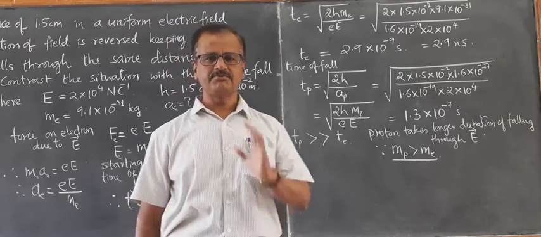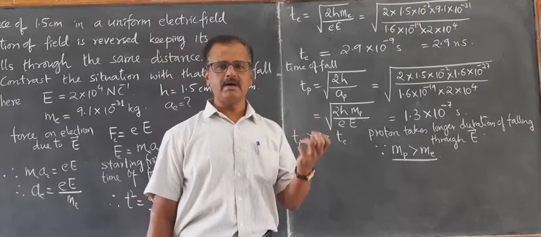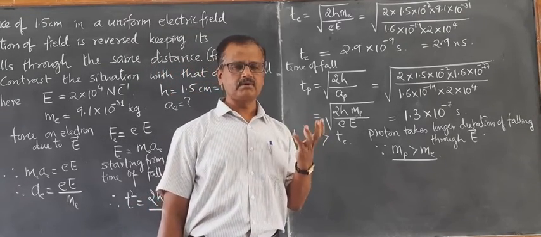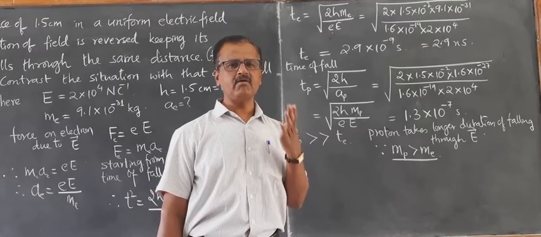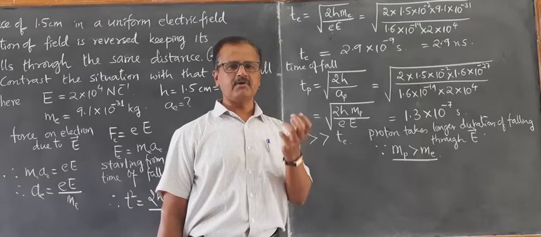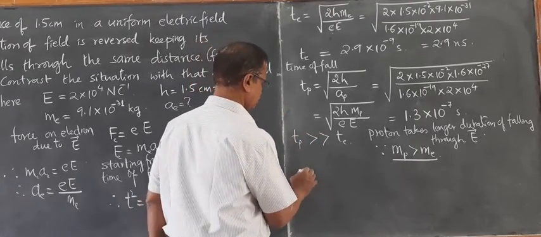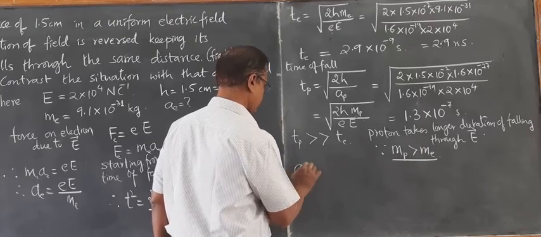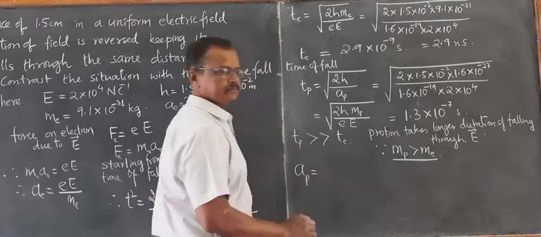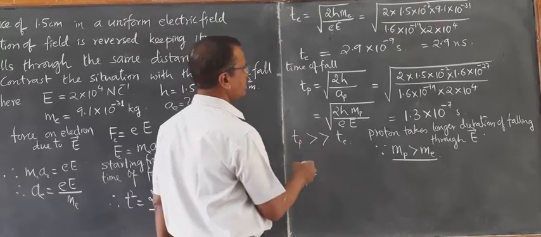It means the time of fall in this case is dependent on the mass of the charged particle. Whereas in case of free fall, whether it is electron falling freely or proton falling freely, the time of fall is independent of mass. So let us calculate now the acceleration of proton.